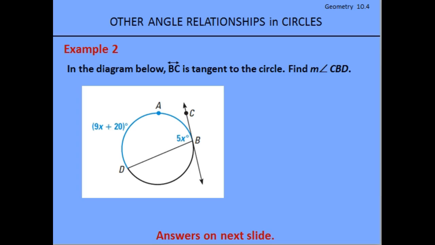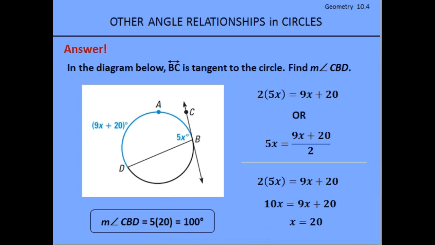Okay, I'm going to give you the answers now. And here we can do this two ways. Anytime we do halves of things, we can either divide by 2 or multiply the other side by 2. So if 9x plus 20 is twice 5x, then we can either multiply the 5x by 2 or divide the 9x plus 20 by 2. In this case, I think it's easier to multiply the 5x by 2. We get 10x, so 10x equals 9x plus 20, and x equals 20.